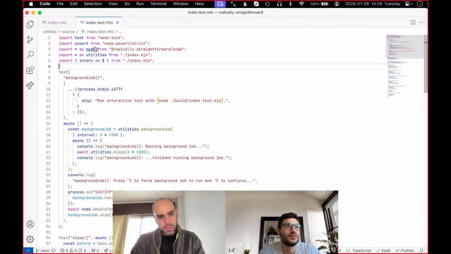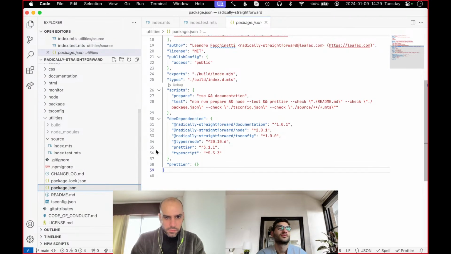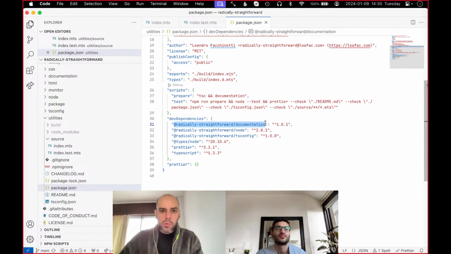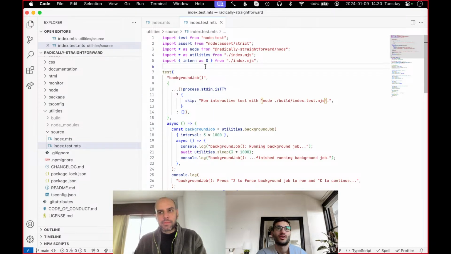I compile the TypeScript and then I run. Does it work just out of the box if you try with TSM? Or I guess you probably didn't try. I don't know. I use TSC, so in my tests I run prepare, which runs TSC, and then I run node test. And I also use documentation. Documentation is the name of the package that does the extraction from JSDocs into the README. Yeah, very, very nice.